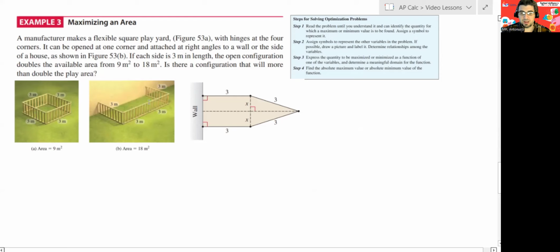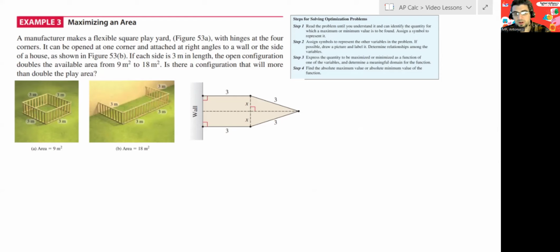If each side is 3 meters in length, the open configuration doubles the available area from 9 to 18. Is there a configuration that will more than double the play area? So what we could do is these 2 sides in the middle here, we could pull the corner out and make it like a triangle on top of a rectangle here. So we want to know, is this going to be the optimal area of the play yard?